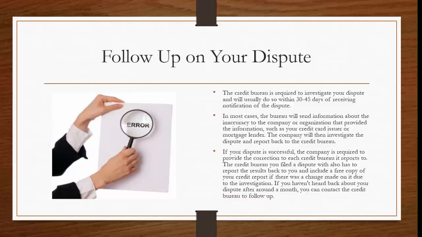If your dispute is successful, the company is required to provide you with the correction of each credit bureau it reports to. The credit bureau you filed the dispute with also has to report the results back to you and include a free credit report. If you haven't heard back about your dispute within a month, you can contact the credit bureau and follow up.